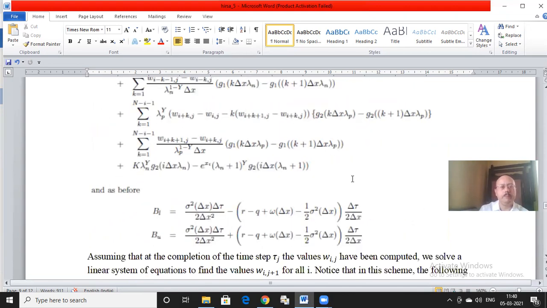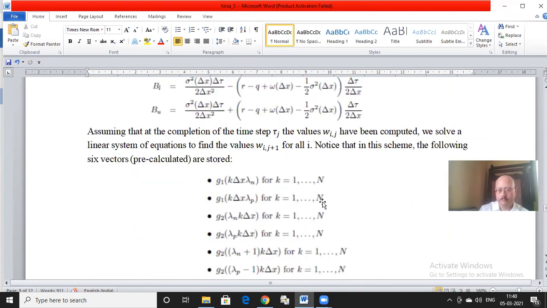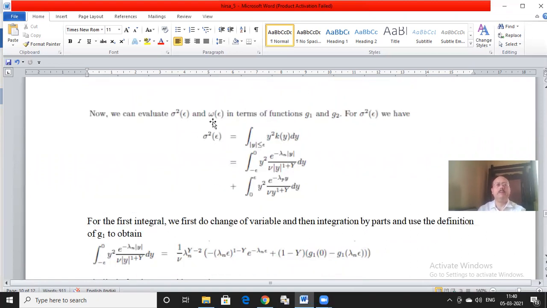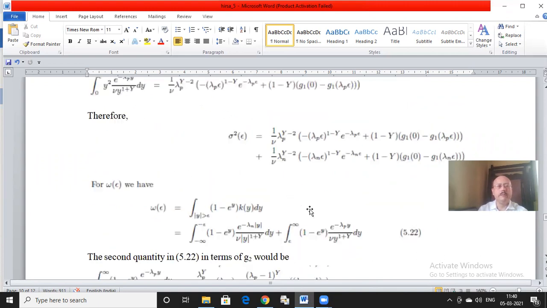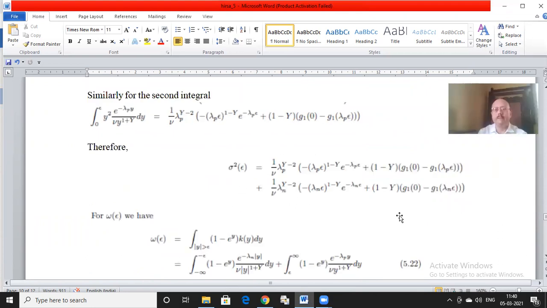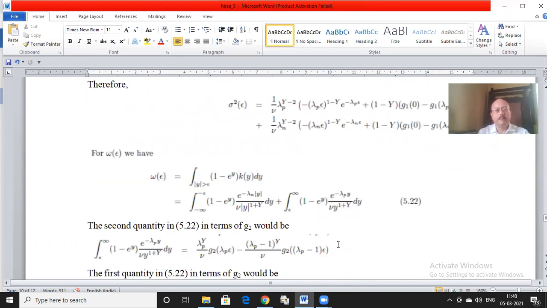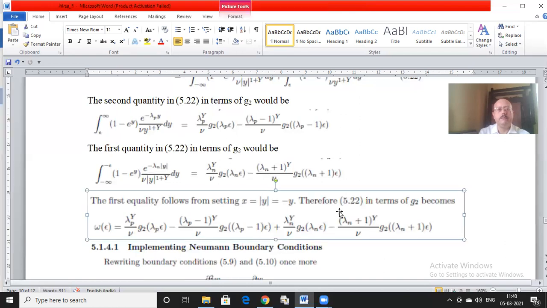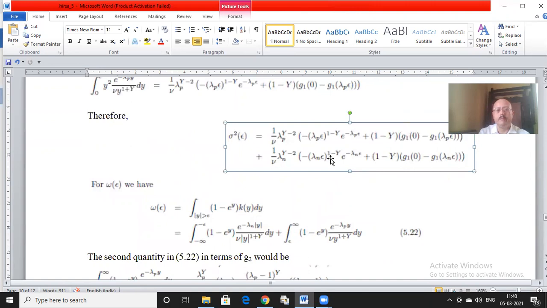So that's what we will be able to solve, knowing the function values of this g1 and g2 at all these points, and also checking that both these functions sigma square epsilon and omega epsilon can also be written in terms of our g1, g2 functions. So sigma square epsilon can be written as this combination of g1 functions, and omega epsilon can be written as a combination of g2 functions. So this is omega epsilon here, and this is sigma square epsilon here.